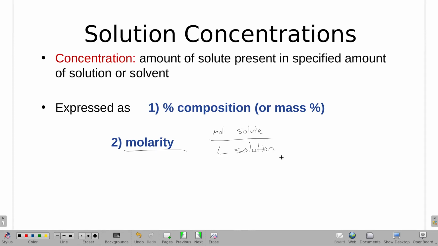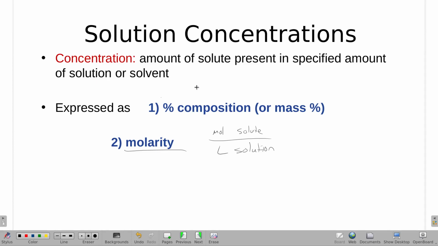Now, the reason that molarity is much more common is because we like to deal in terms of moles. And this would get us closer to that. Only one of the units would have to go away, which would be the volume. All right, the other one, the percent composition, really is a percent.